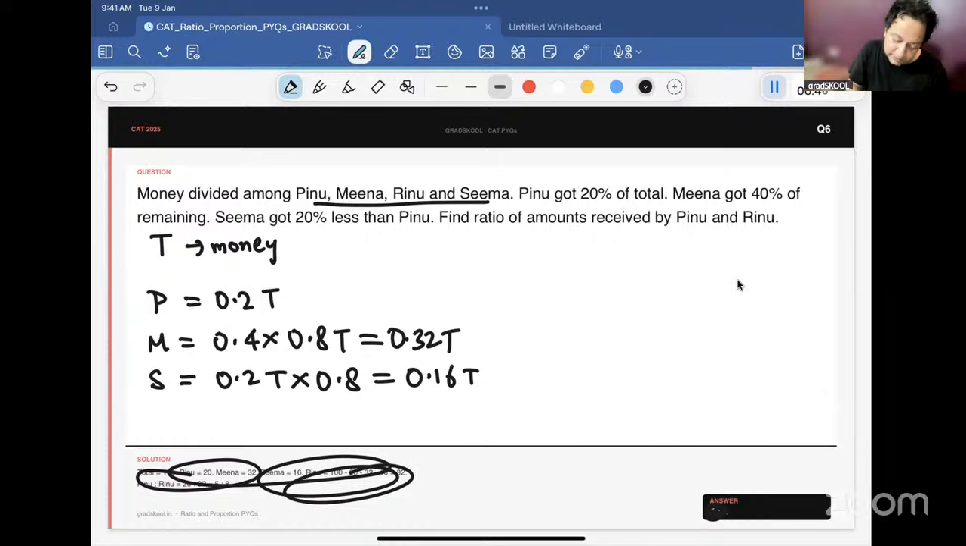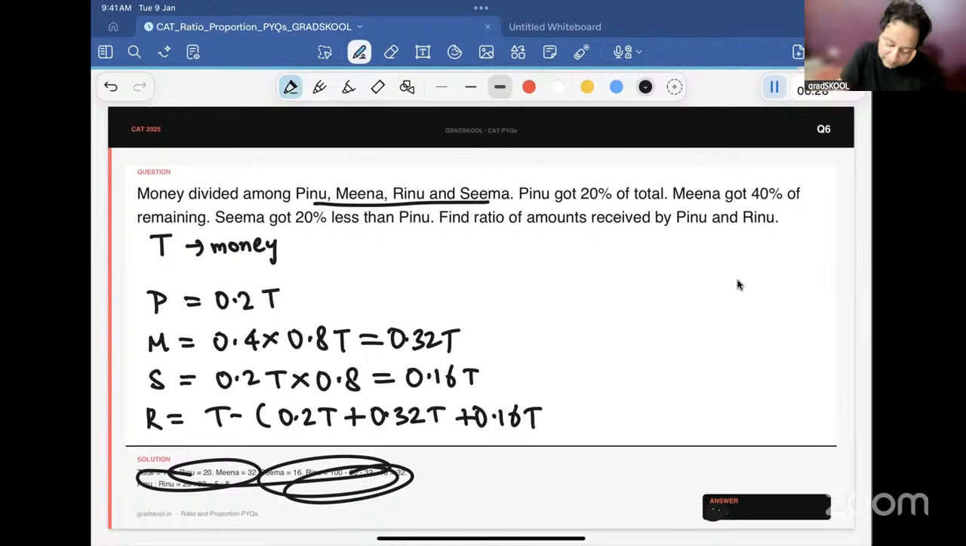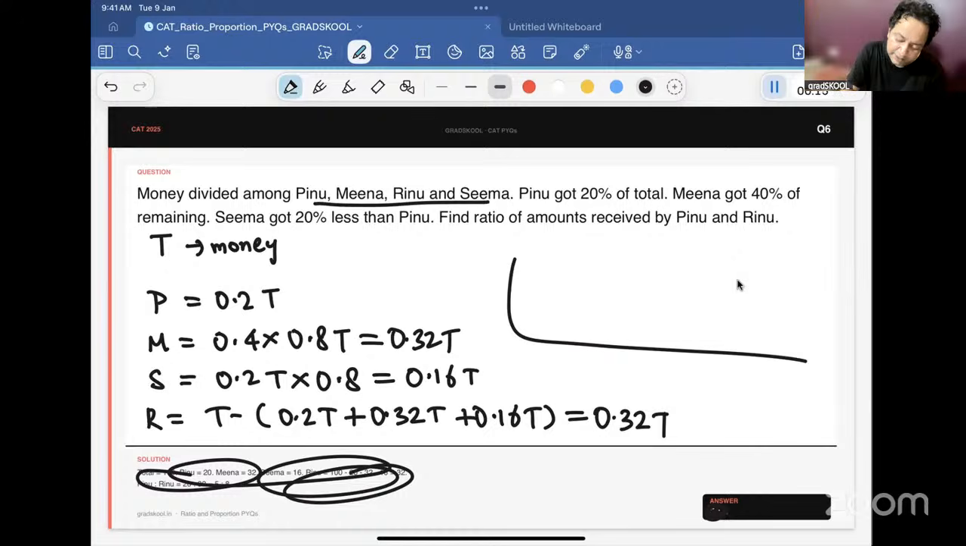Okay. So there is one more person, Renu. What would Renu get? Renu gets the total minus what the other guys have got. So T minus 0.2 T plus 0.32 T plus 0.16 T. Let's find that out. 0.2, 0.52, 0.68. This is 0.32 T. Now they are asking the ratio of Pinu and Renu. This is easy. 0.2 T is Pinu and Renu is 0.32 T.